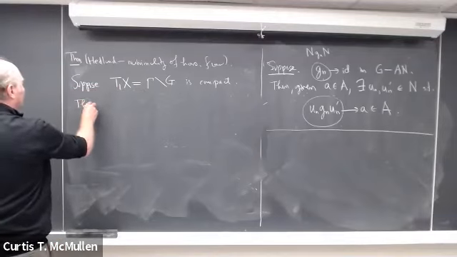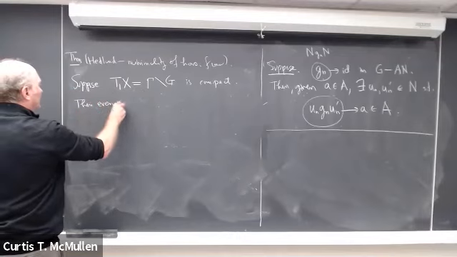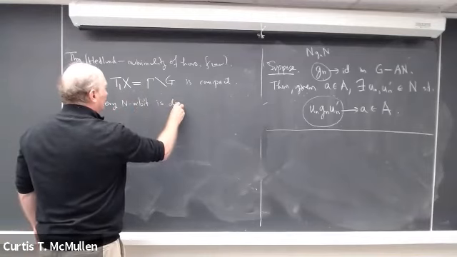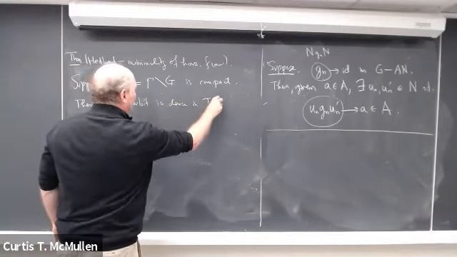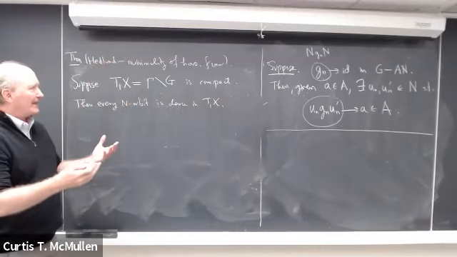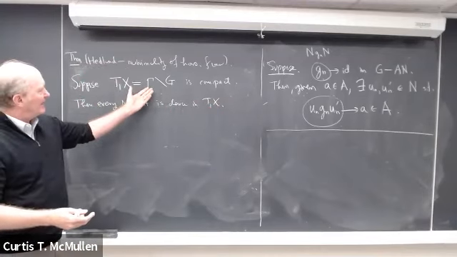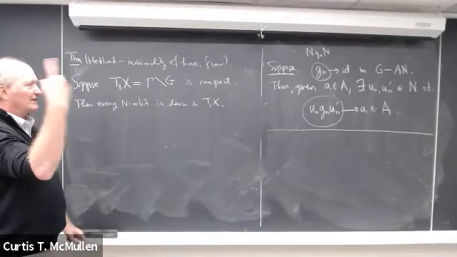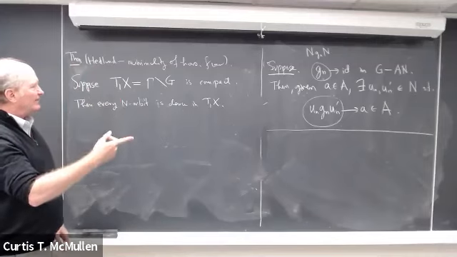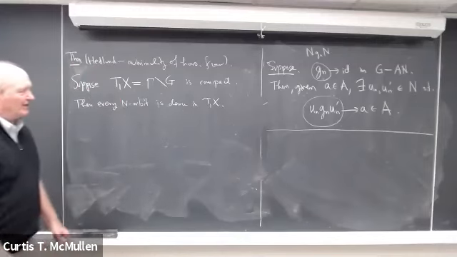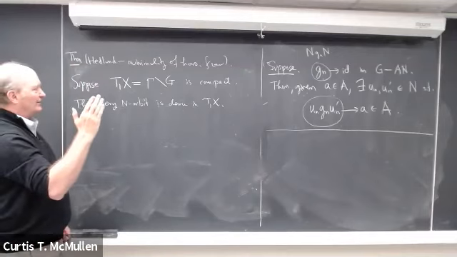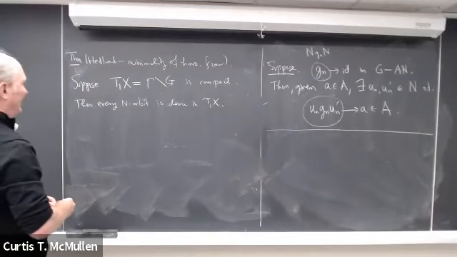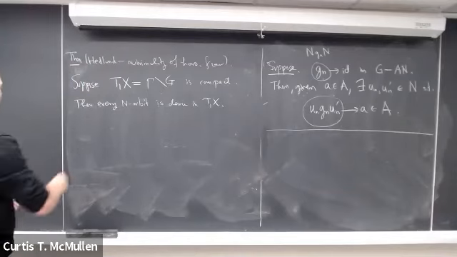Then every N orbit is dense in T1X. So remember, the A action on G mod gamma corresponds to the geodesic flow, the K action corresponds to rotating the direction of a vector at a point, and the N orbit corresponds to following the horocycle that's orthogonal to a given vector. And so this says every horocycle is dense. Okay, so what's the proof?